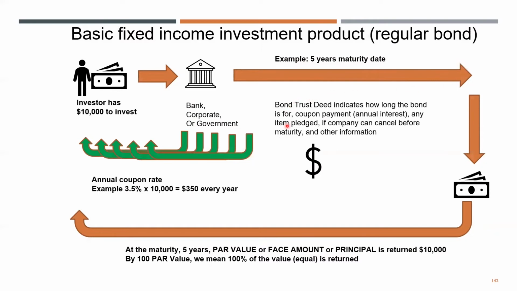There will be a document called the bond trust deed. It tells how long the bond is for, the coupon payments, the annual interest, any item pledged, whether the company can cancel before maturity, and other information.